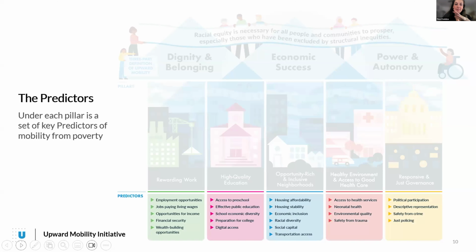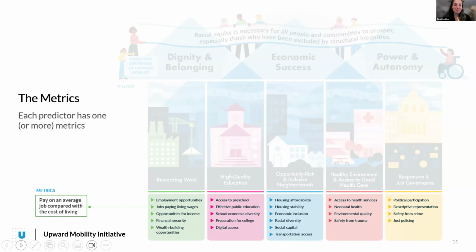Now, under each pillar is a set of key predictors of upward mobility. We refer to them in shorthand as predictors. And these evidence-based factors are strongly associated with the likelihood that a community can create conditions to boost the economic and social mobility of its residents, while also narrowing racial and ethnic inequities.